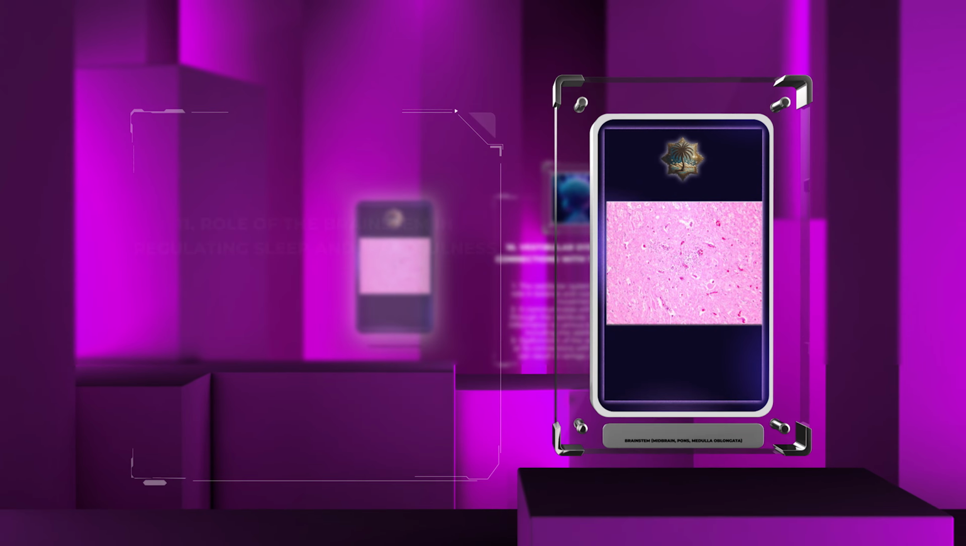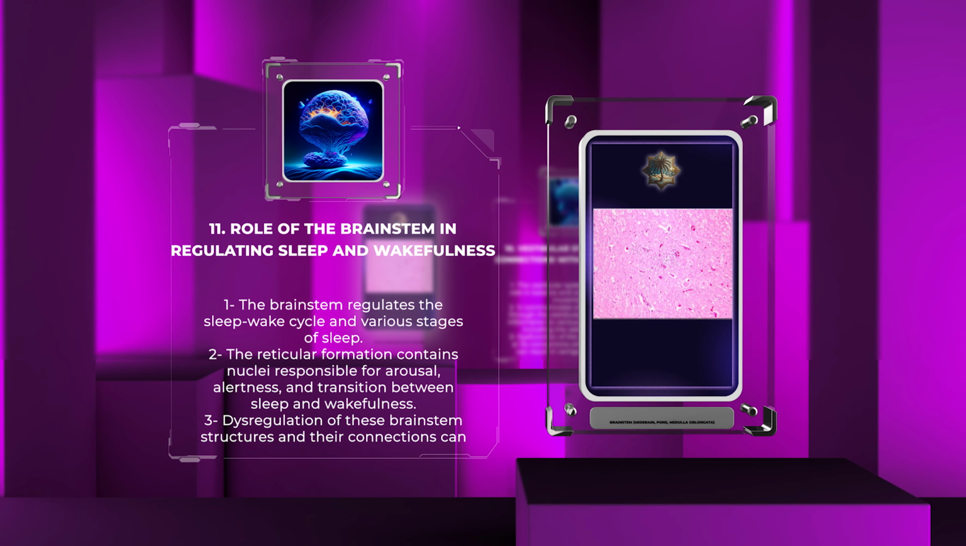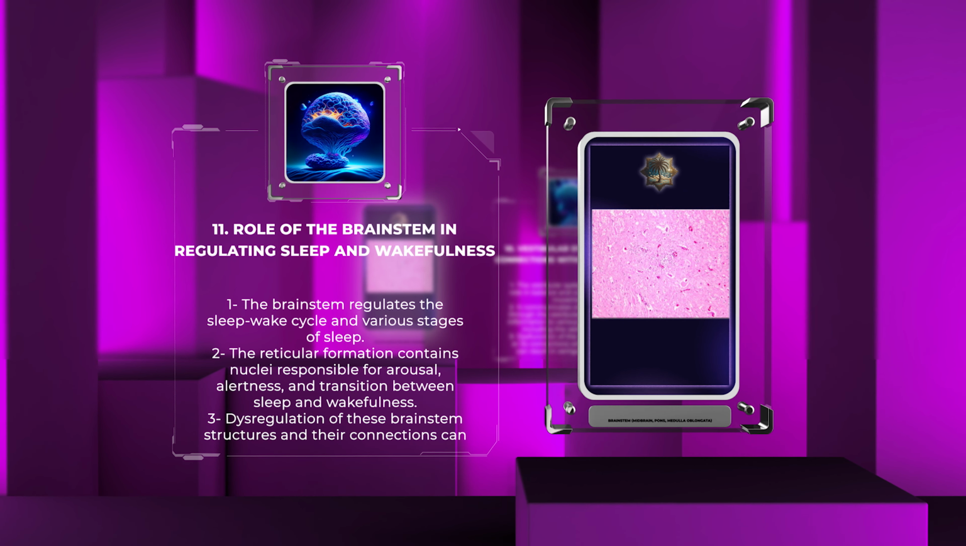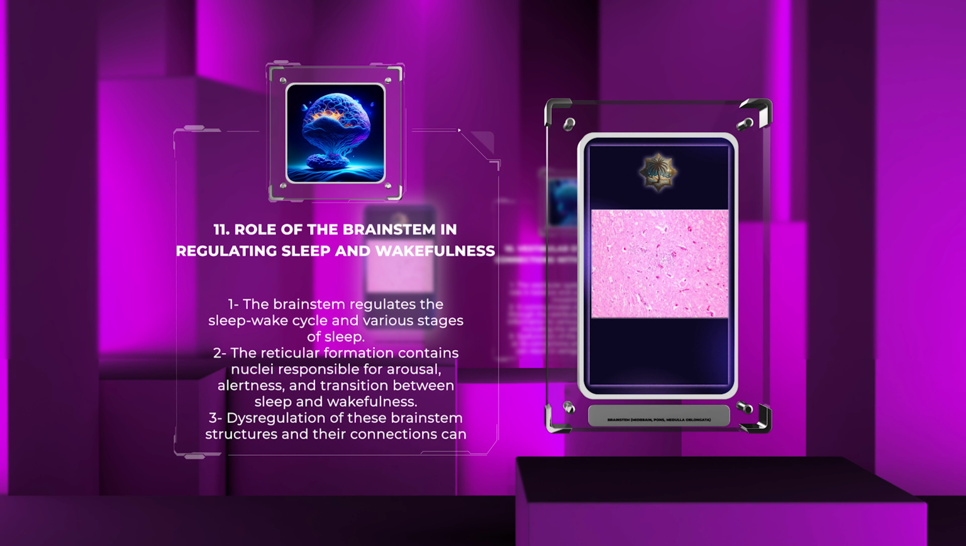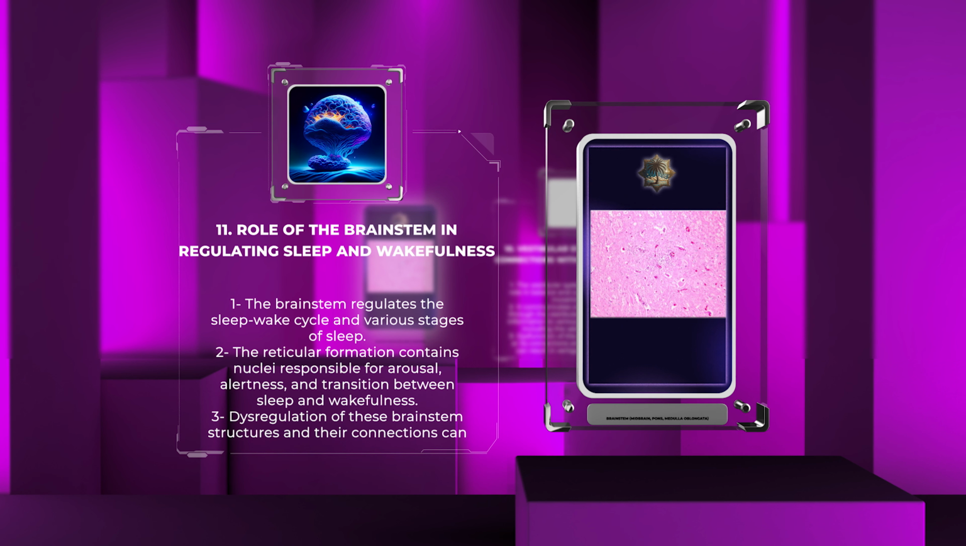The brainstem plays an integral role in regulating the sleep-wake cycle and various stages of sleep. The reticular formation, spanning throughout the brainstem, contains nuclei responsible for arousal, alertness, and the transition between sleep and wakefulness. The ascending reticular activating system, ARAS, sends projections to the thalamus and cerebral cortex, promoting wakefulness. Conversely, the ventrolateral preoptic nucleus inhibits the ARAS, promoting sleep. Dysregulation of these brainstem structures and their connections can lead to sleep disturbances and disorders such as insomnia, sleep apnea, and narcolepsy.